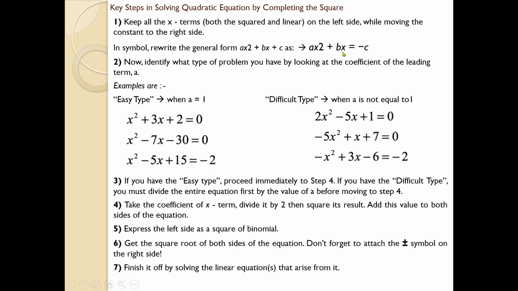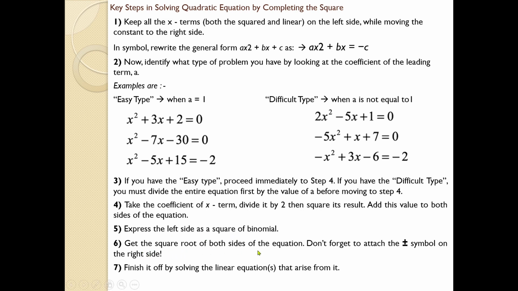Both sides of the equation means ax square plus bx plus whatever square you have taken, you need to add here. At the same time, you have to add it on this side also. Once you have added the value on both sides of the equation, express the left side as a square of the binomial. I will show in the practical case, then you will get the picture.